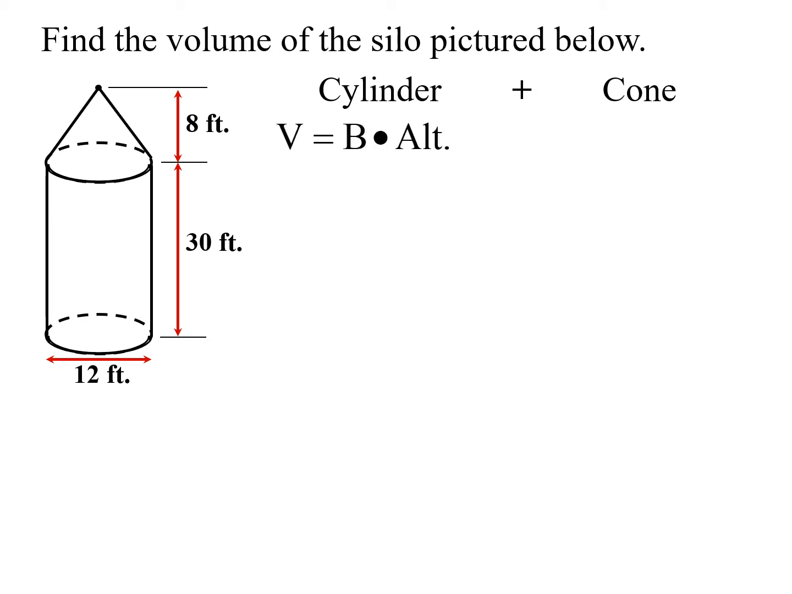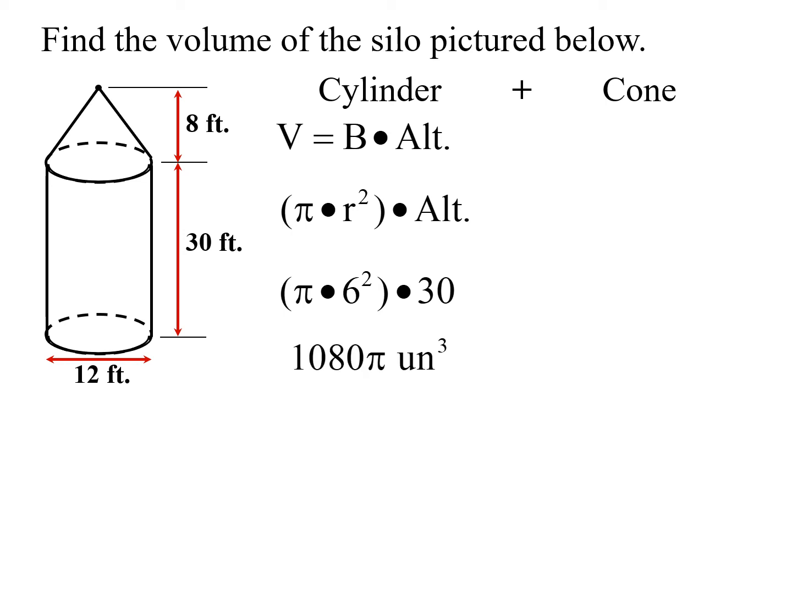So for the cylinder, okay, pi r squared times altitude. So just remember, they give us the diameter, which is 12. So cut that in half, use 6. Now also remember the height of the cylinder is 30. Okay, so then 6 squared is 36. 36 times 30 is 1080 pi units cubed. And I'm going to leave that right there for right now. I'm not going to actually multiply that by pi yet. You could if you want to, but I'm just going to leave it right there and show you something.